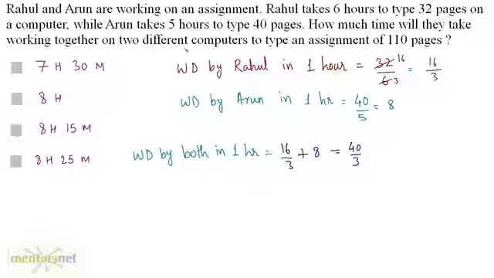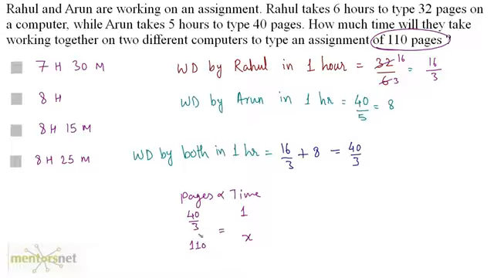So how much time will they take when they type 110 pages? So we have pages and time. The pages when the time is 1 hour is 40 by 3. So what will be the time? Let it be x when they type 110 pages. This is directly proportional, so we can equate these ratios. So we have 40 by 3 over 110 is equal to 1 by x. These cancel out. Therefore, x is equal to 33 by 4.